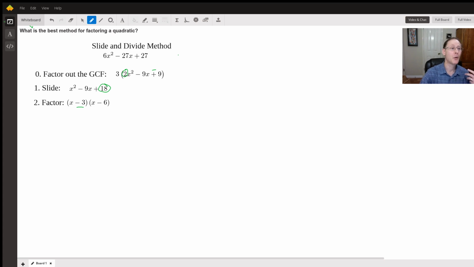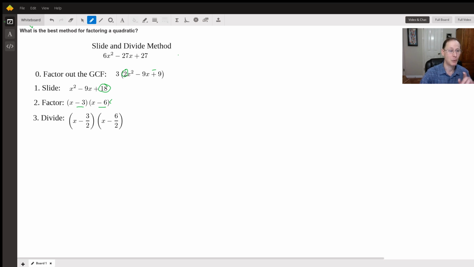Okay, so the next step of the slide and divide method, of course, is divide. What are we dividing? We're going to divide the constants, in this case, minus 3 and minus 6. What are we dividing by? We're going to divide by our leading coefficient, 2. So we go ahead and we divide, and what we get when we divide each of them by 2 is x minus 3 over 2 and x minus 6 over 2.